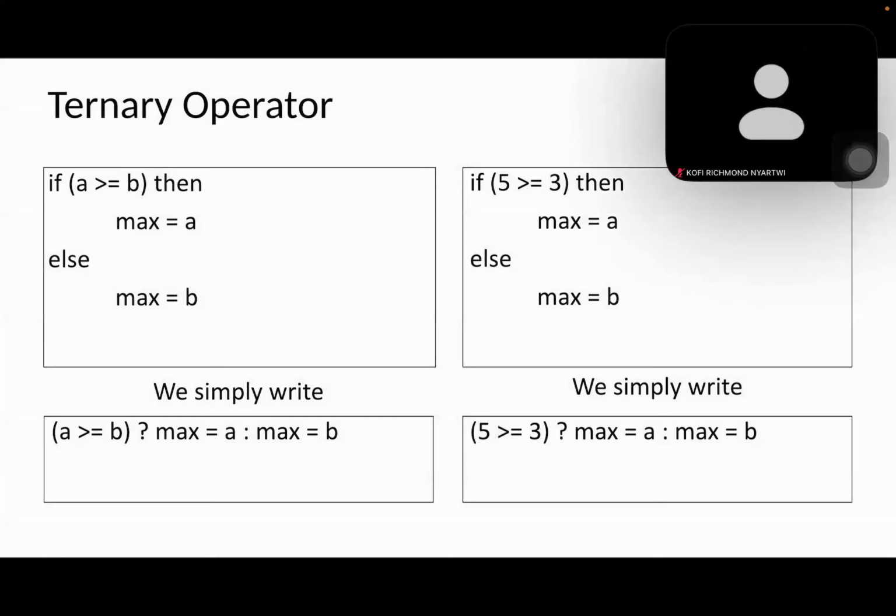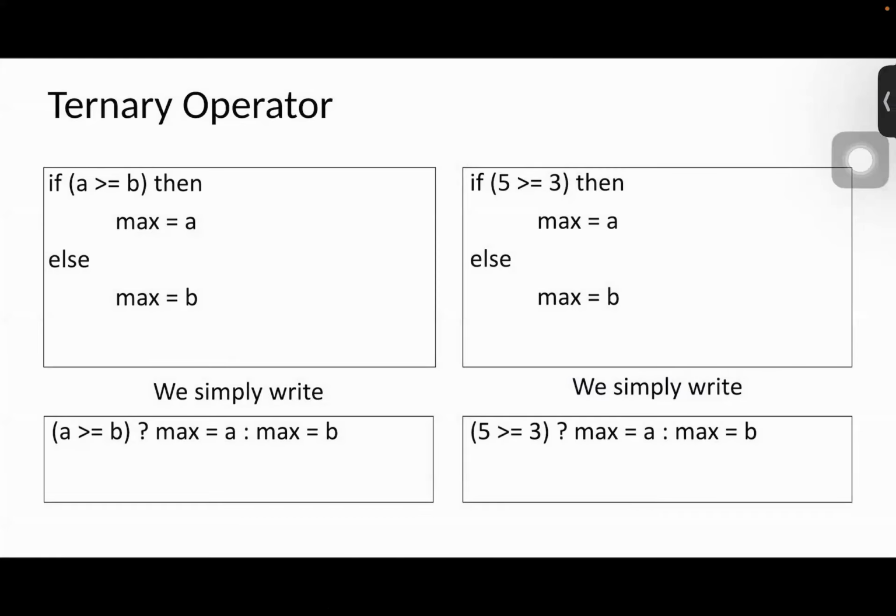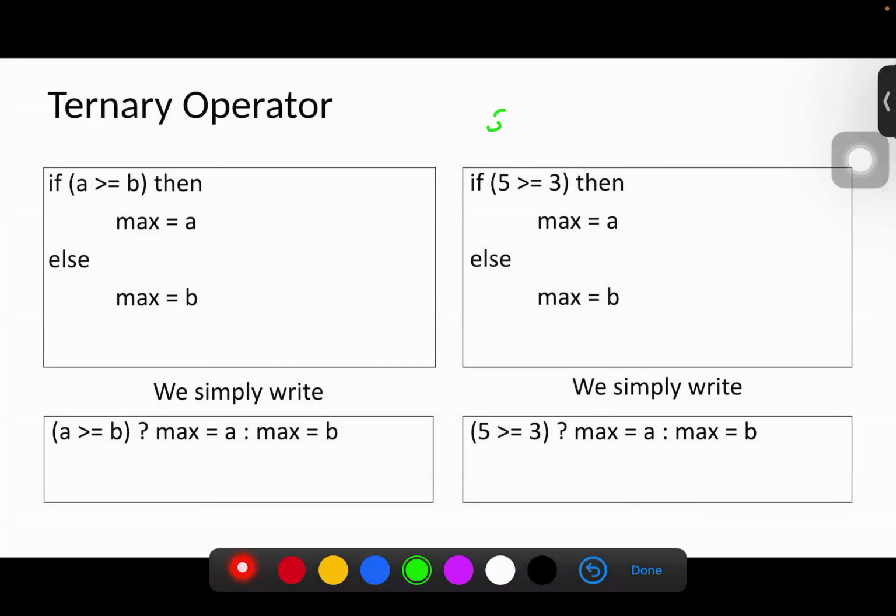Okay. So as I was saying earlier, the 5 is also greater than or equal to the 3, goes into the brackets followed by a question mark. Then what should happen when it is true? It's equal to A. Then colon. Then what should happen when it is false? Which is equal to B.